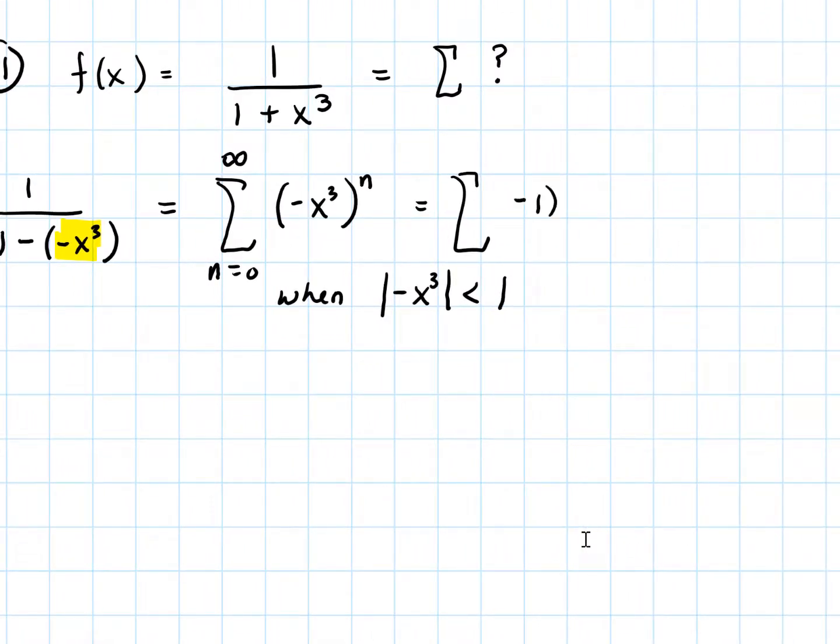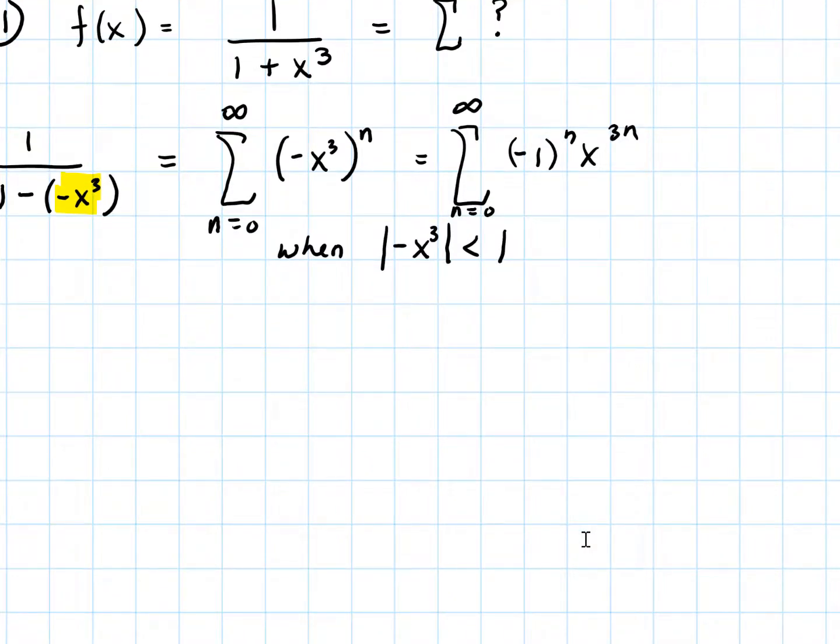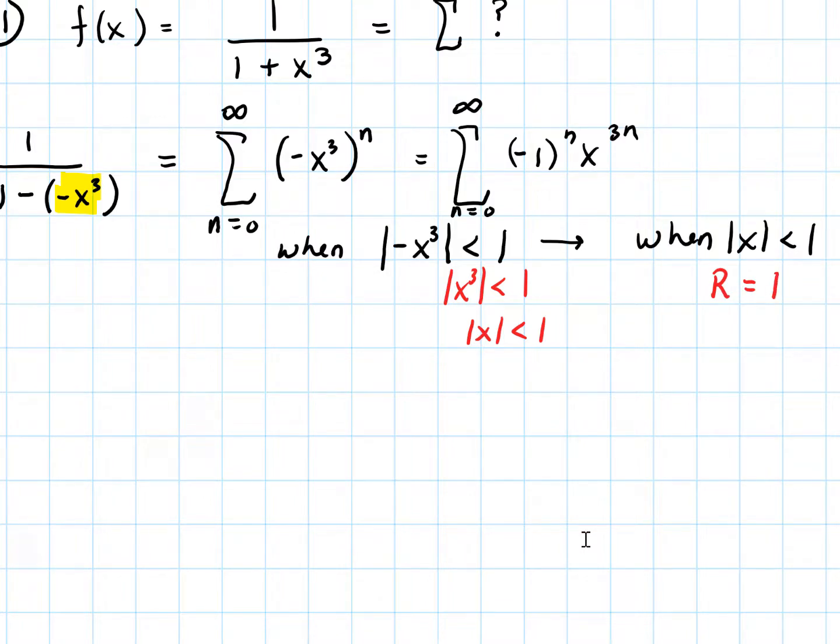This is going to be negative 1 to the nth times x to the 3n, still starting at 0 to infinity. As we continue to expand, when I take the absolute value, the absolute value of negative 1 is positive 1. This becomes just x cubed is less than 1. Take the cube root, and x also has to be less than 1. So this is true when the absolute value of x is less than 1. Another way to state that is that the radius of convergence is 1.